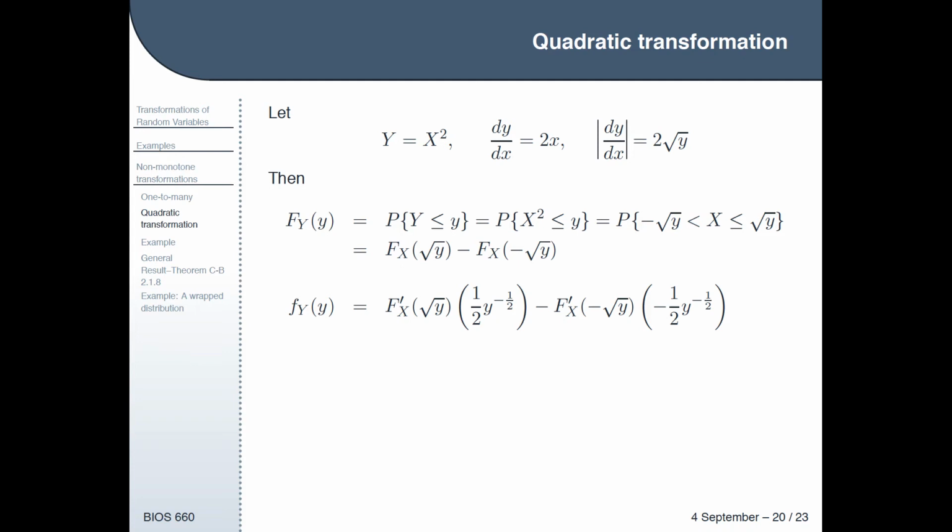And similarly, to get the density function, we just differentiate that. It's a little bit uglier now because we have the square root inside, so we have to use the chain rule, but still not too bad. We just end up with 1 over the square root of 2y times the original density evaluated at the square root of y plus the original density evaluated at minus the square root of y.